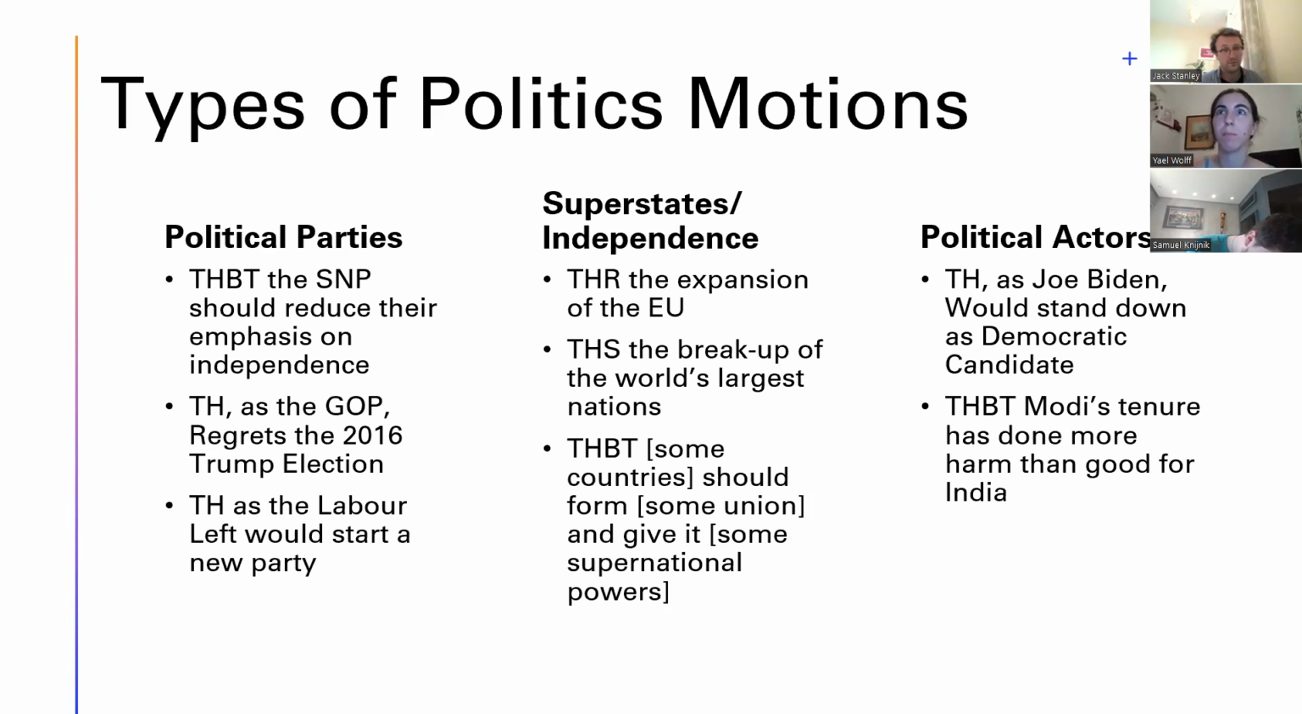The last type of motions in political motions that comes up quite a lot are ones about super states or ones about independence. So whether we regret the expansion of the EU, whether we support the breakup of the world's largest nations, as was at Vienna IV, the last in-person Vienna IV, and this house believes that some countries should form some union and give it some supranational powers. This is normally things like currency unions.